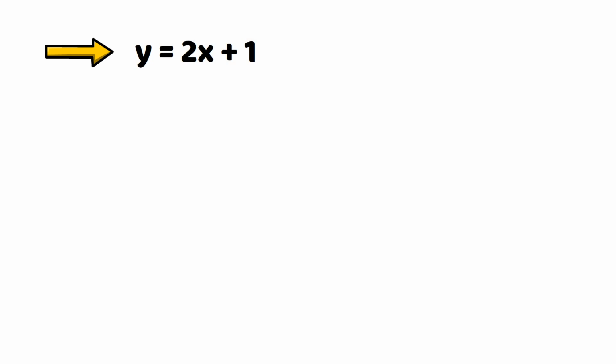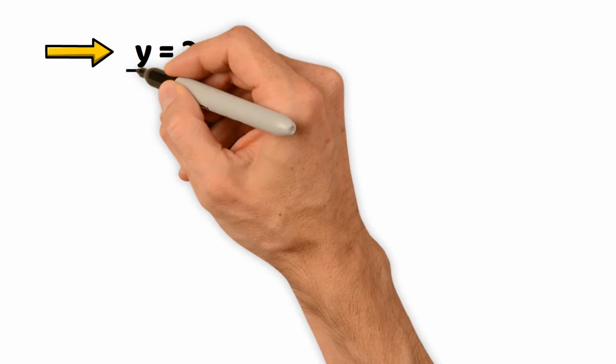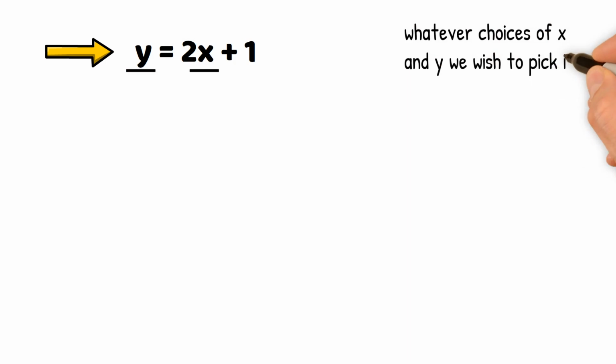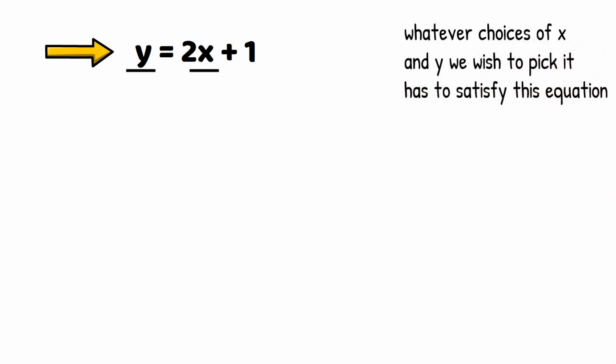Note that there are two variables here, x and y. Since x and y are variables, they have no definite value. Rather, they represent some number in general. And there are various values of x and y that can satisfy this equation. Not all x's and y's will work.